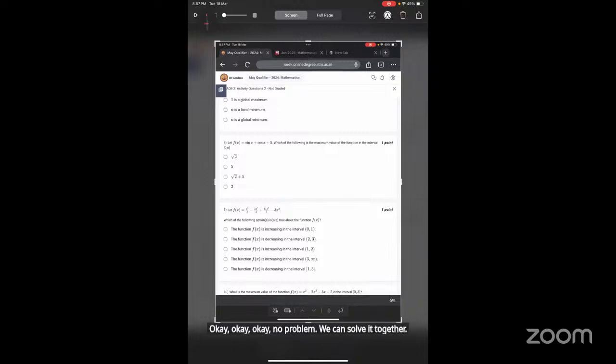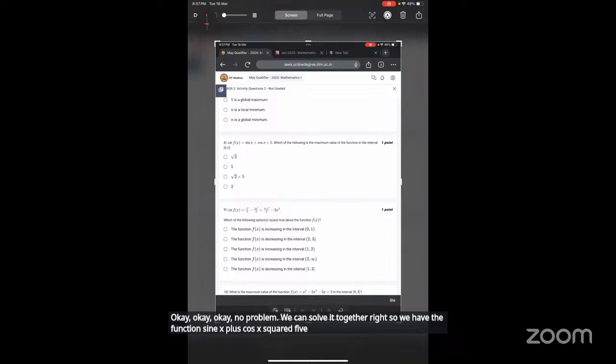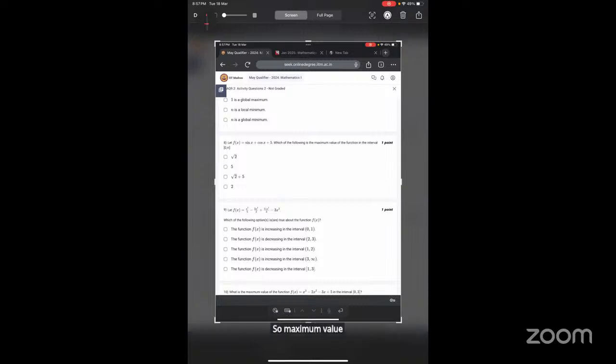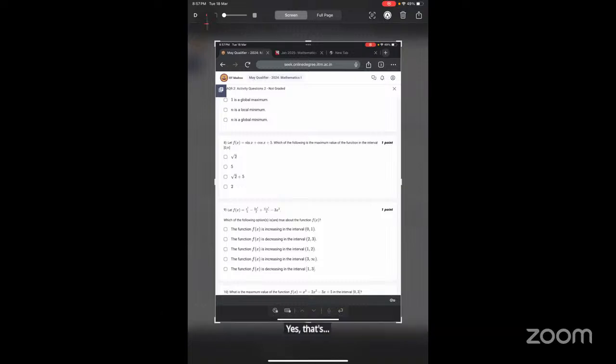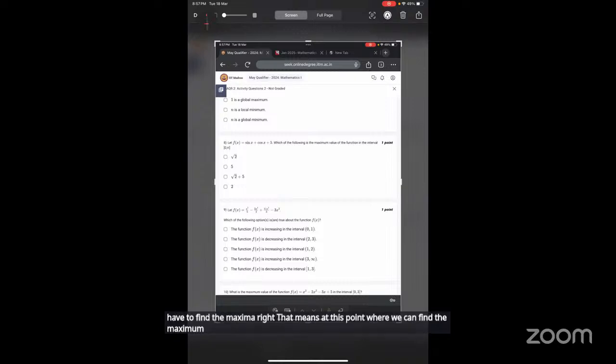So we have the function sin x plus cos x by 5. Which of the following is the maximum value of the function in the interval? If you want to find the maximum value, that means first you have to find the maxima, right? So our first target is to find the maxima using the double derivative test.